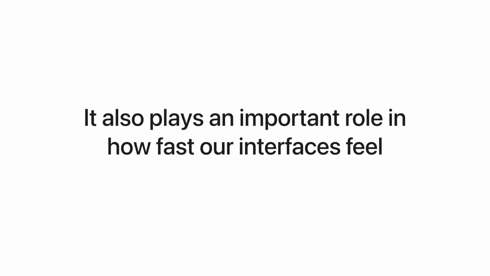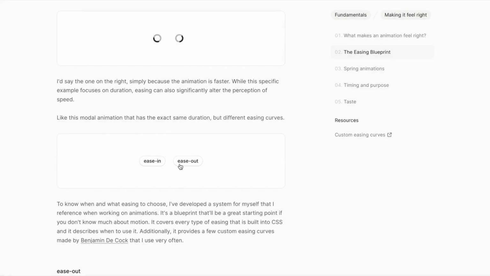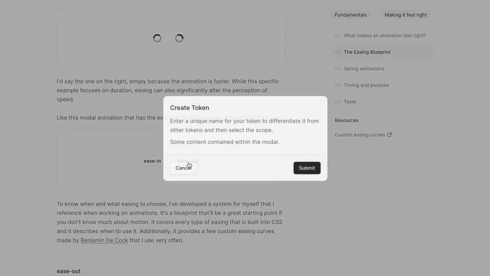It also plays an important role in how fast our interfaces feel, so it's absolutely crucial to get it right, as the perception of speed is oftentimes more important than the actual performance of your app. Which one of these two spinners would load faster, do you think? I would say the one on the right, simply because the animation is faster. And while this specific example focuses on duration, easing can also significantly alter the perception of speed. Like this modal animation that has the exact same duration, but different easing curves.